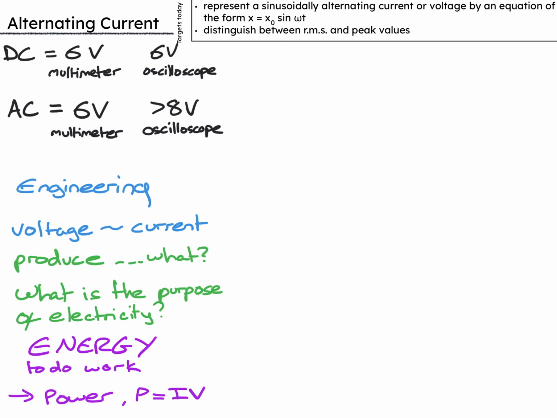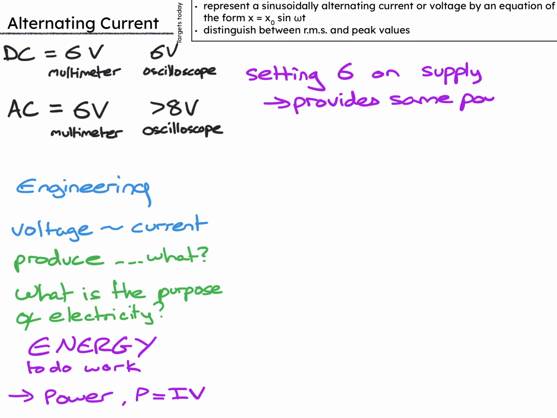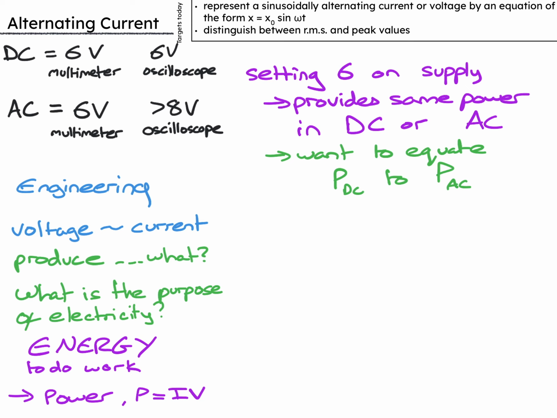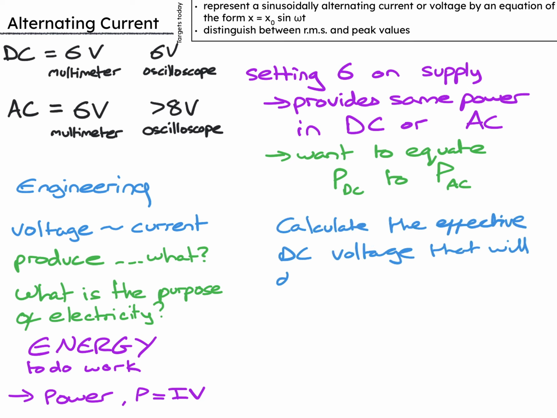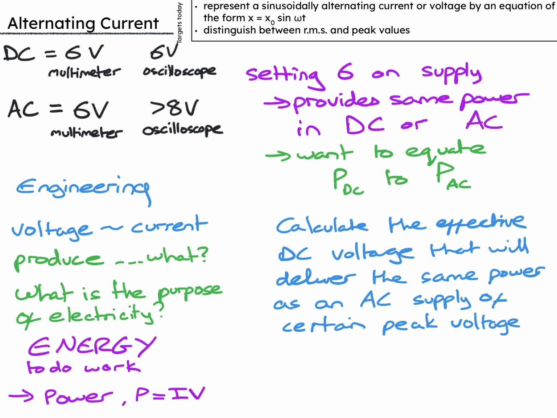So, since power is the key quantity being moved around the circuit, electrical engineers want setting 6 on the power supply to give us the same power, whether it is DC or AC. Now keep that in mind. We want to equate the power in the DC circuit to the power in the AC circuit. In fact, the goal of this lesson video is to be able to calculate the effective DC voltage that will deliver the same power as an AC voltage of a certain peak voltage V0. We call that the RMS voltage.